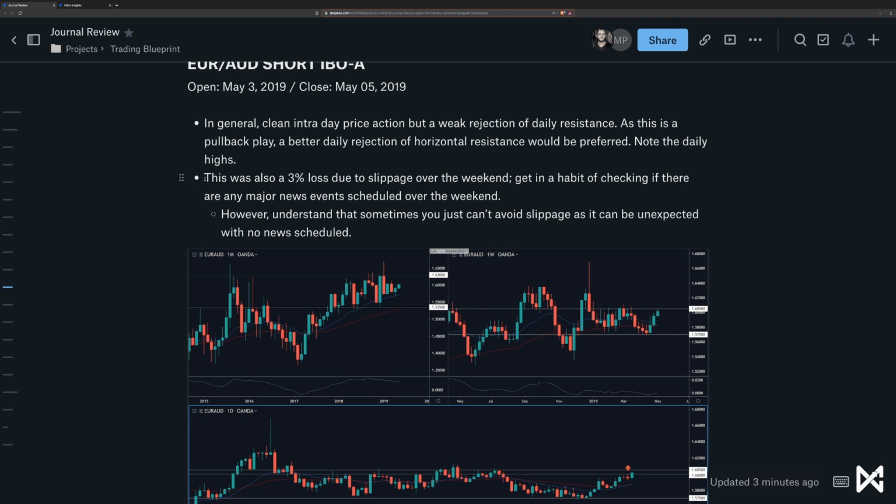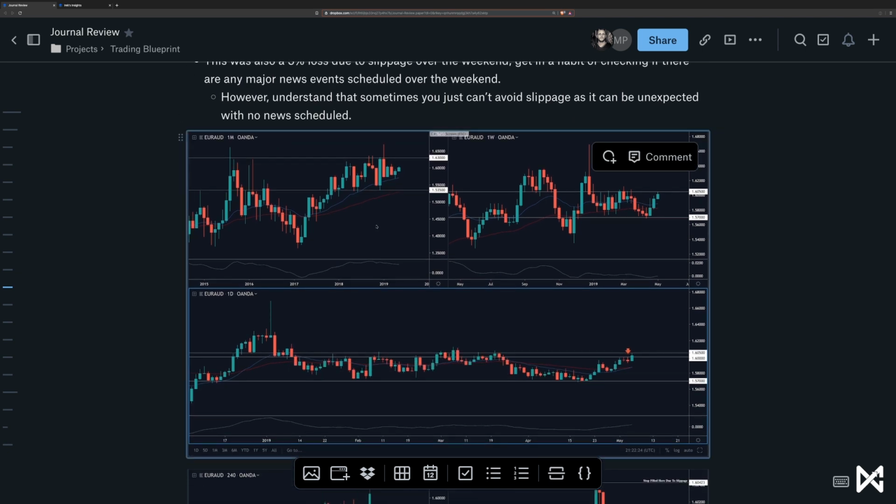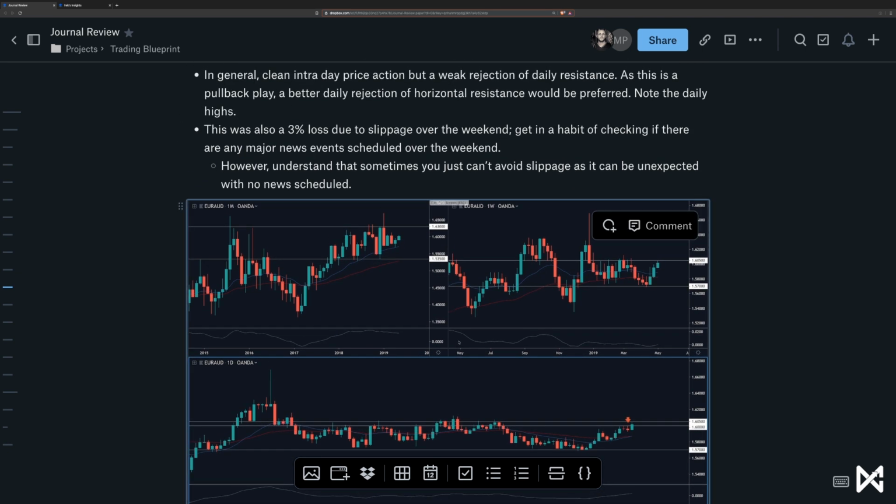And then second point, this was also a 3% loss due to slippage over the weekend. Okay, so it was over the weekend. Get in a habit of checking if there are any major news events scheduled over the weekend. However, understand that sometimes you just can't avoid slippage as it can be unexpected with no news scheduled, right? So it could have just been one of those things. Something to note, this is, again, just something to keep in mind, this last point that I mentioned, right?